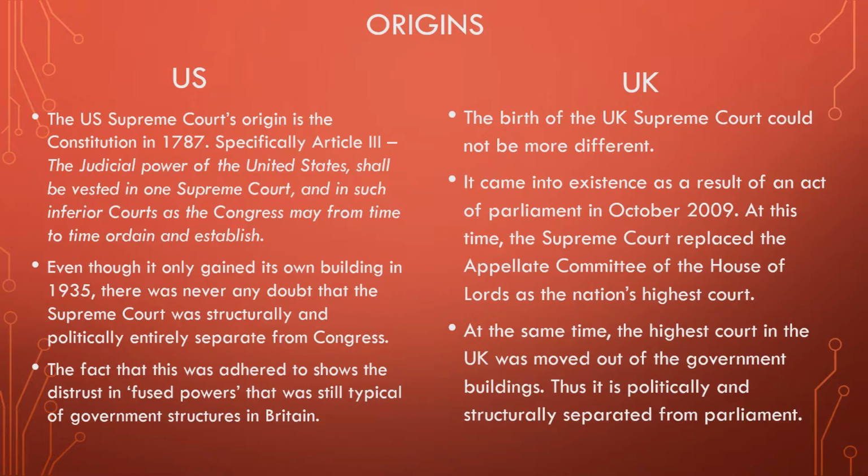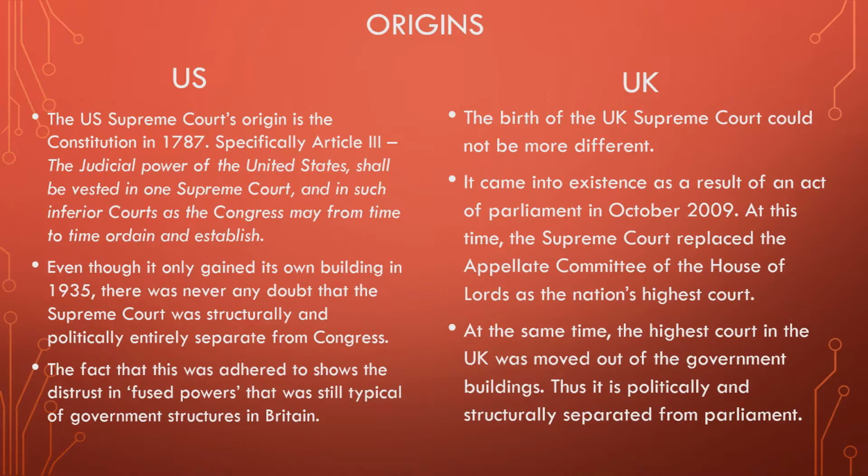What a lot of people don't know about the US Supreme Court is actually it didn't have its own building until 1935. It moved around. It started out in New York. It ended up in Philadelphia at one point. It moved around the country. Eventually, it gained its own building in Washington D.C. But all throughout this time, it wasn't seen as inferior because it didn't have its own building. It was still seen as entirely separate from Congress and separate from the rest of the lawmaking.